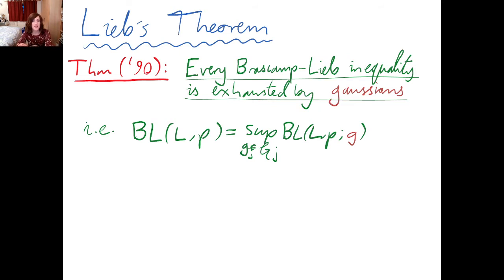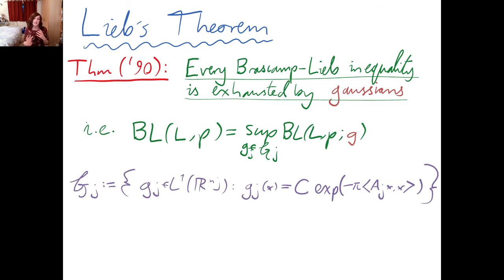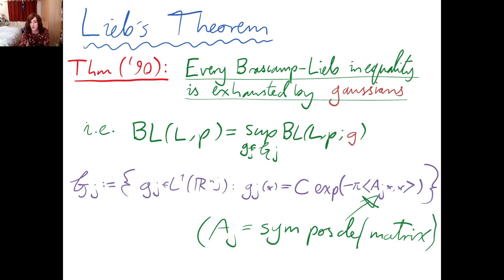So take Lieb's theorem. This is a fundamental thing in Brascamp-Lieb theory, which is that you only need to test on Gaussians, by which I mean just inputs of the form exponential of minus an inner product. So this A_j is just a general symmetric positive definite matrix.